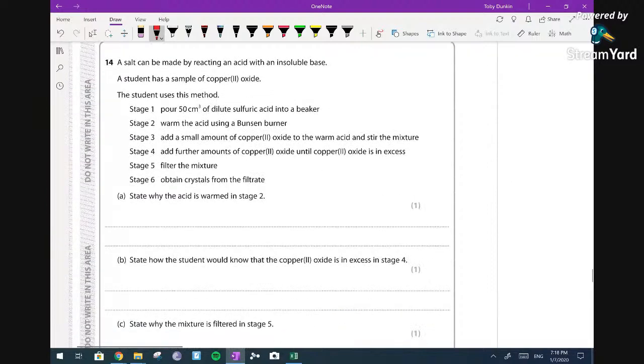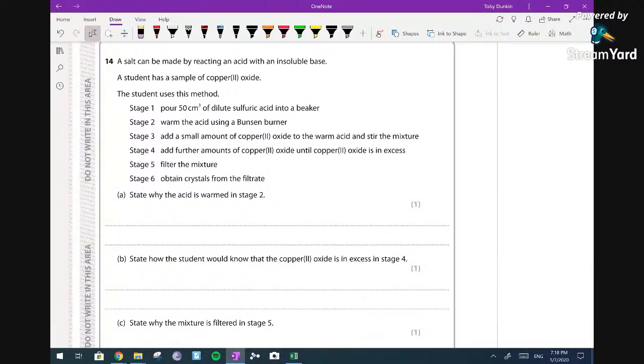Next, okay, a salt can be made by reacting an acid with an insoluble base. Ooh.